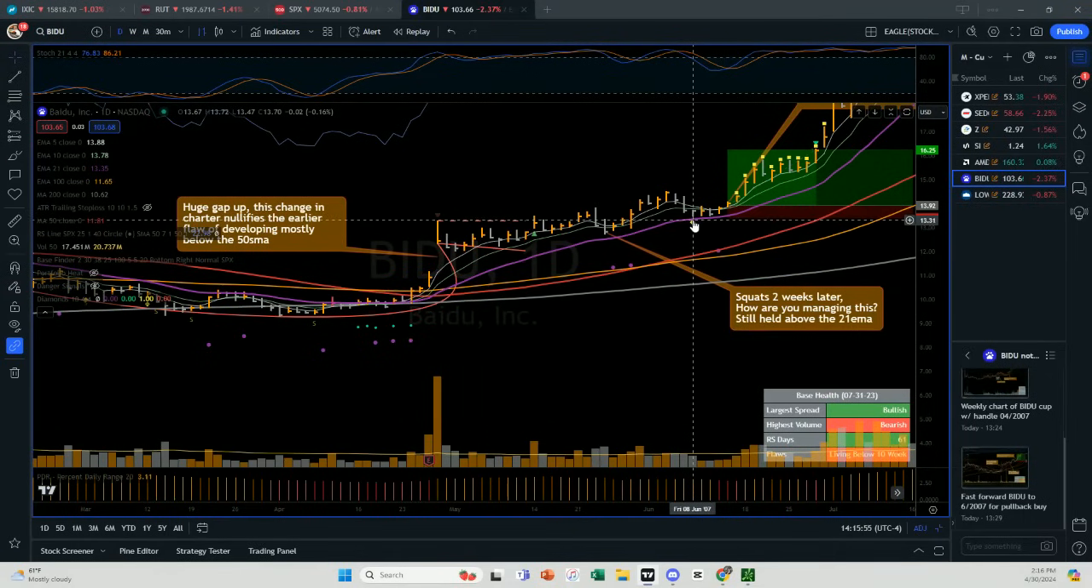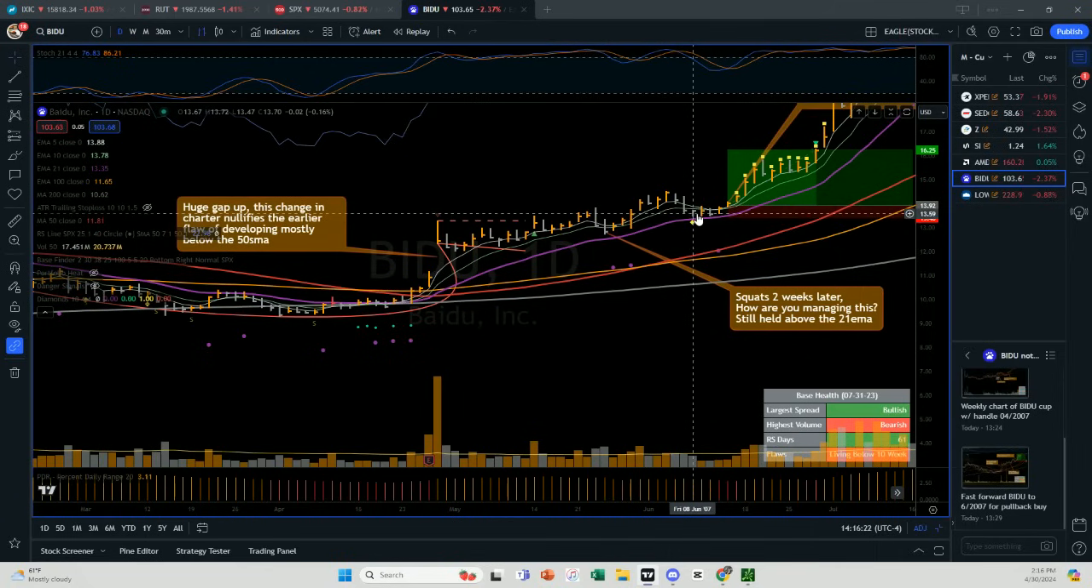But now the 21 period exponential moving average has caught up, and it has this positive reversal over here. Something else that happened on that day is that it triggered one of Stu's indicators, that diamond indicator, where you get that reversal closing near the top of its range near the 21 period. That's something he looks for and likes to see.